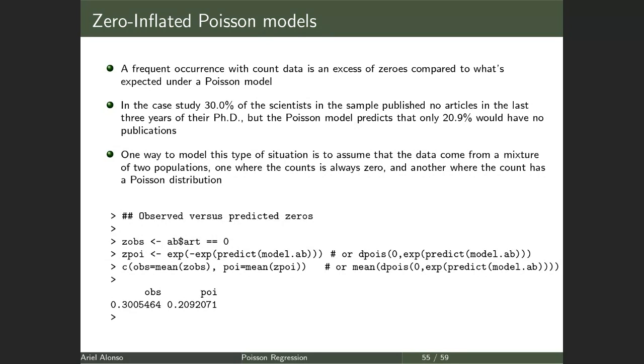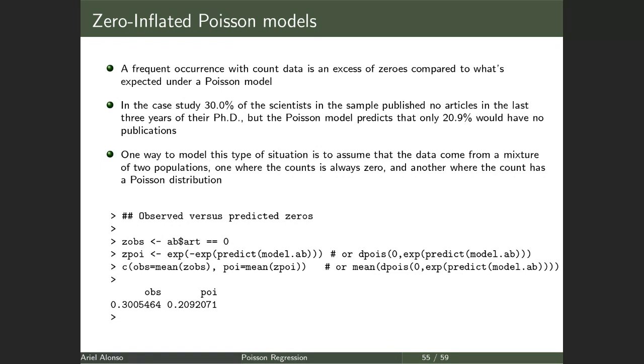For instance, in this case study that we were analyzing, the number of published articles by PhD students of biochemistry, 30% of the scientists in the sample didn't publish any article in the last 3 years. Now that's too much. The Poisson model predicts that they should be around 21%. So this is another problem you may have when you're dealing with Poisson regression, an excess of zeros. The Poisson predicts that about 21% of the sample didn't publish, but in reality you have 30%.